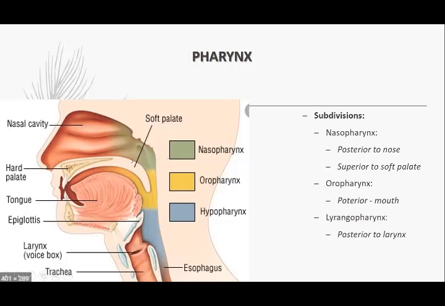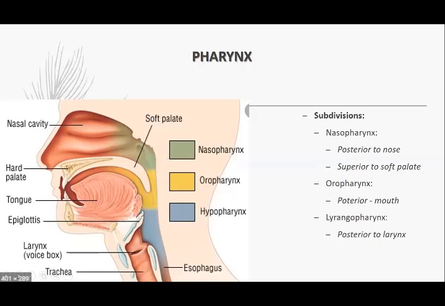It extends, lying above the soft palate. Ye hard palate hai, you can see the bone, and this is the soft palate. So this area above the soft palate is called nasopharynx. The area posterior to the oral cavity, this area in yellow, this is the oropharynx. Okay? It is posterior to the mouth. The mouth hai, and this is the area posterior to the mouth.